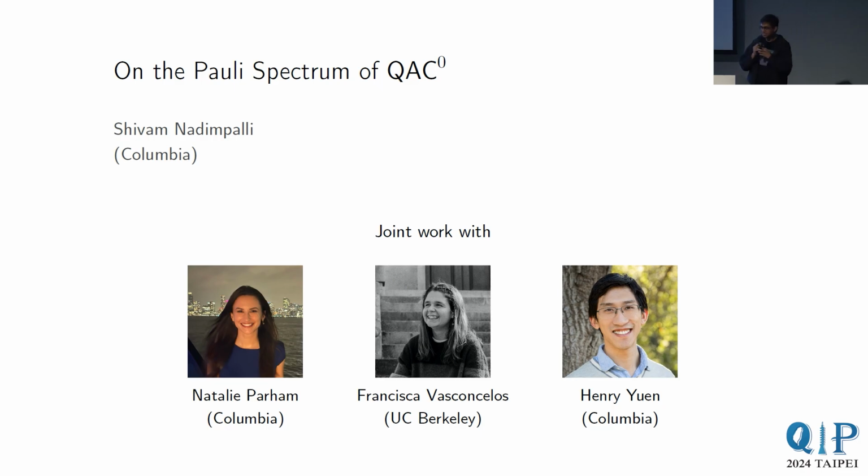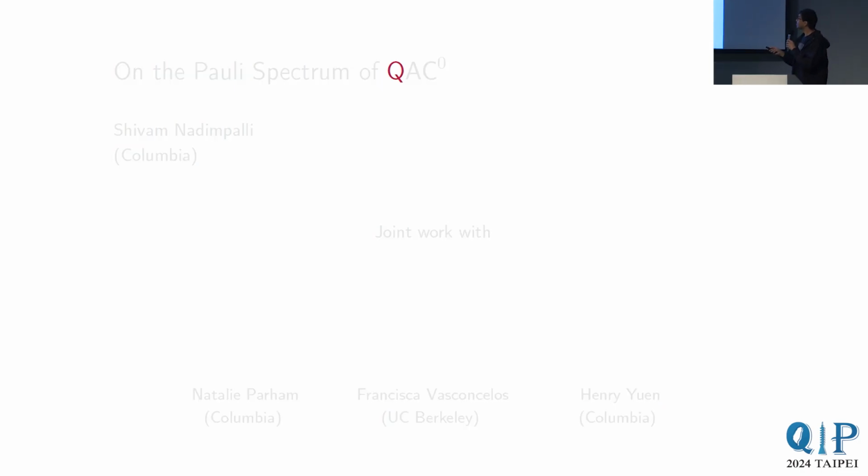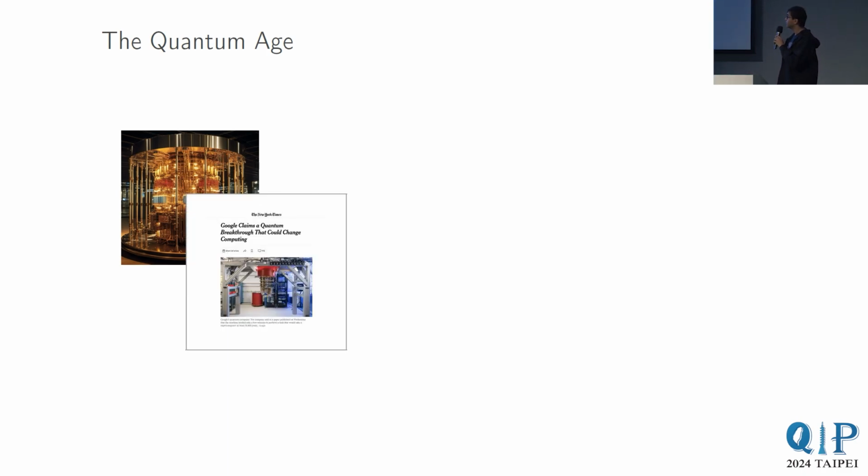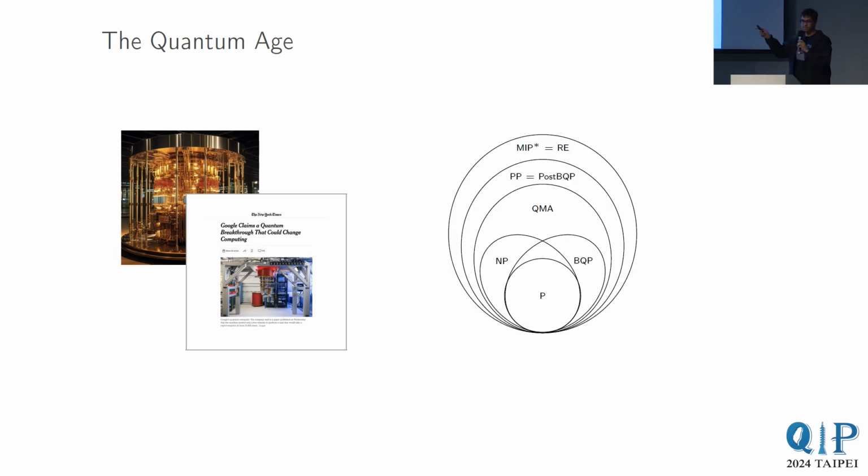Okay, great. So the Q, unsurprisingly, stands for quantum. And when we think of quantum computers, we think of these expensive devices sitting inside massive refrigerators. And we think of New York Times articles claiming quantum breakthroughs. But all of this is rooted in complexity theory, right?